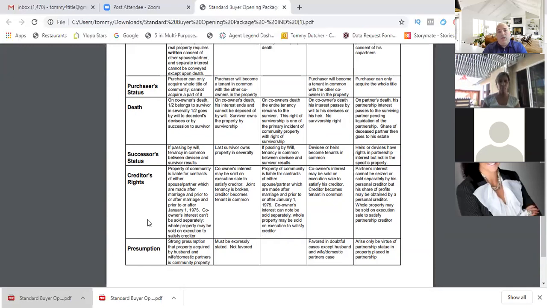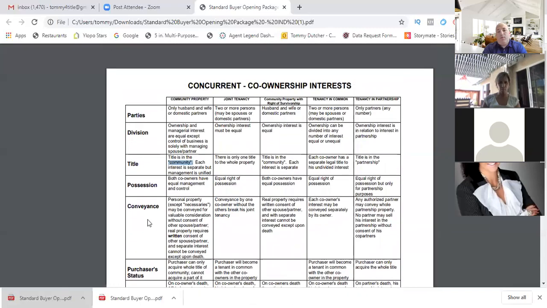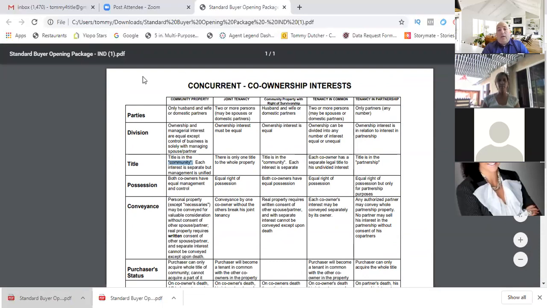So again, community property, you see it more with partners than you do spouses. Typically with spouses, you're going to see rights of survivorship, and we'll talk to that in a minute. Matter of fact, we'll go to that one right now.